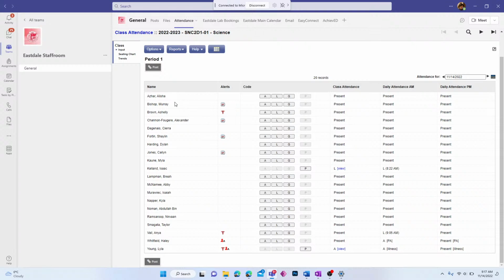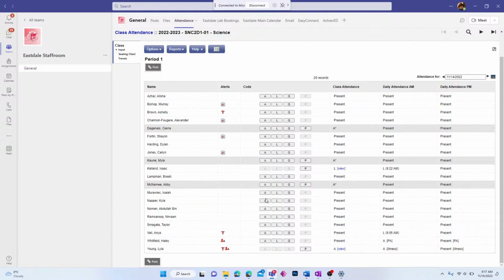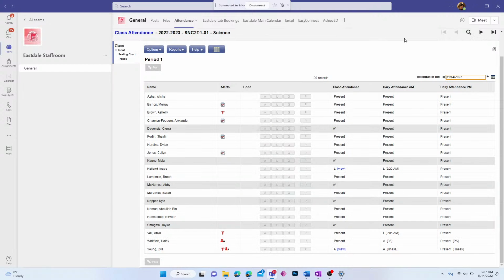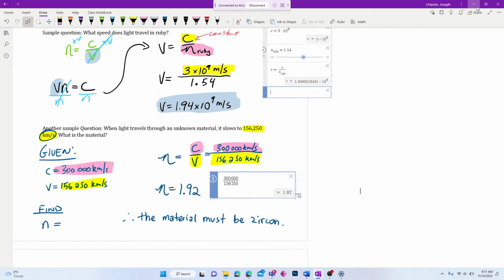Alicia's here. Murray is here. Toby is here. Alexander is here. Sierra is not. Shaylin is here. Dylan is here. CJ is here. Mila's not. Isaac is here. Bria's here. Abby's not. Isaiah is here. Kyle is not. Abdul is here. On's here. Taylor's not. Anya is here. Haley is here. Lila is not. Post the attendance. But actually we hit no, which doesn't make any sense to me. There we go. Okay.